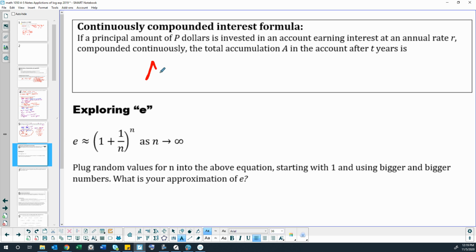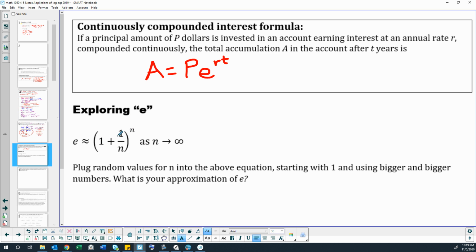So here's our formula. Instead of P times (1 plus r over n) to the nt power, this simplifies to P e to the rt. So notice there's no more n, and that's because we're not compounding a certain number of times per year. It's just always compounding, and that is incorporated into the number e. So let's explore e a little bit here.